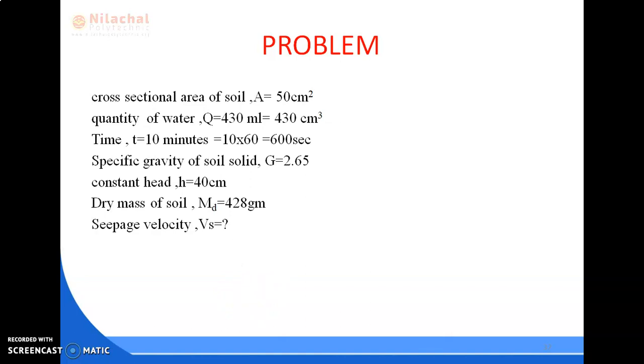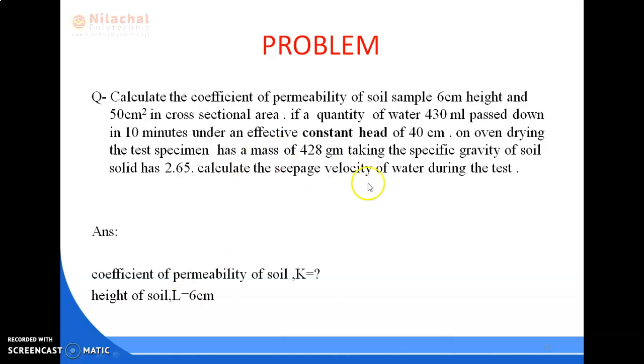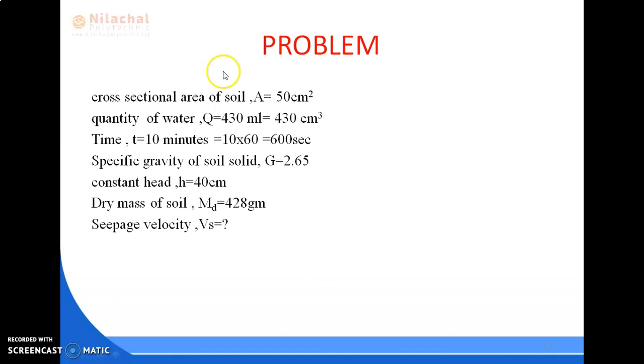Then time, small t equal to 10 minutes. We convert it into second, so we multiply by 60 here. So 600 second. Specific gravity of soil solids, capital G equal to 2.65. It is given here. Constant head is given. In every problem it is mentioned whether it is constant head or falling head. So constant head, the head H equal to 40 centimeter.